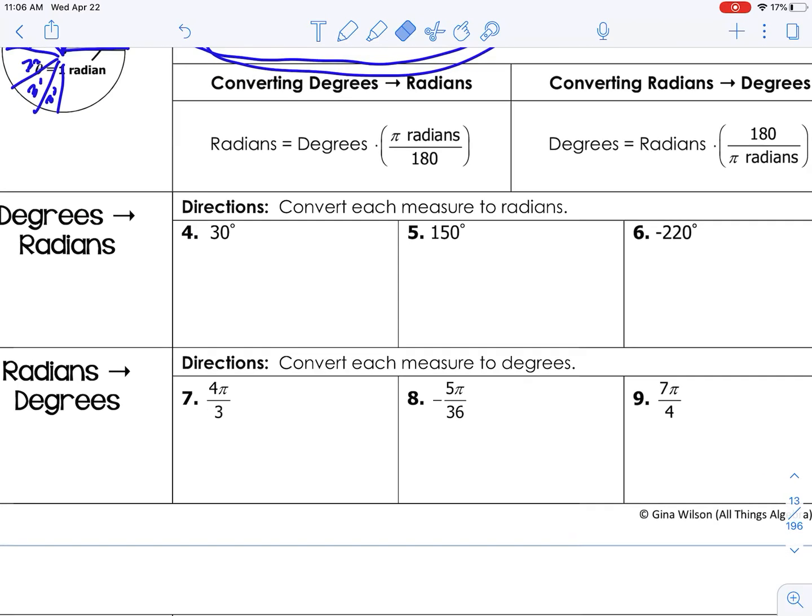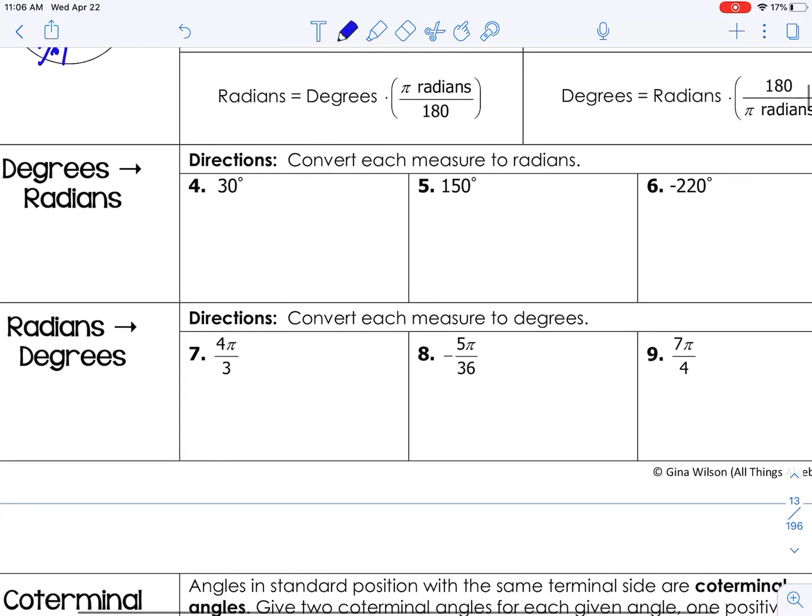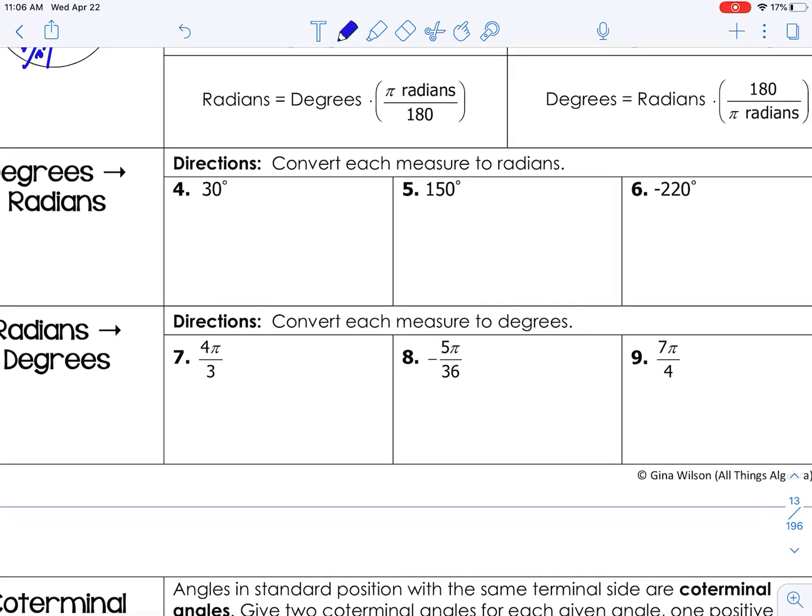So let's do the math. It says degrees is radians times 180 over pi. So here's our radians. 4 pi over 3 times 180 over pi. And that's going to equal 720 pi over 3 pi. And when I divide those, 720 divided by 3 is 240 degrees. And the pi's cancel out.